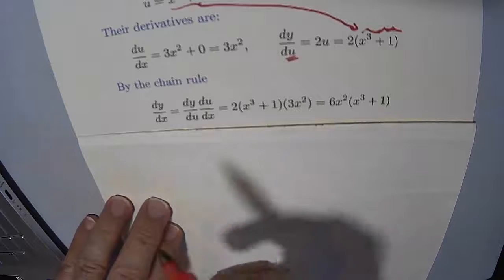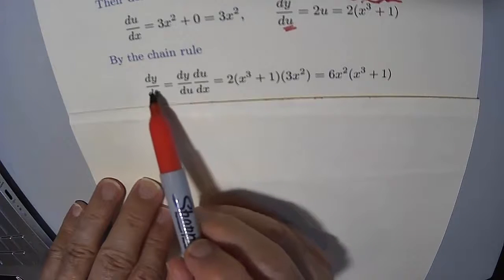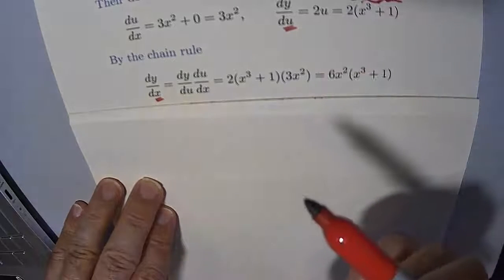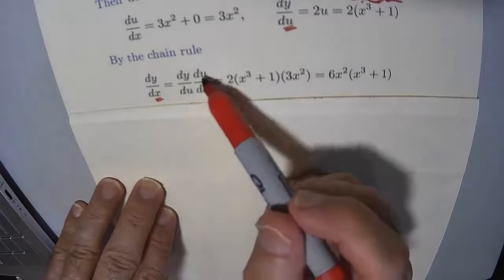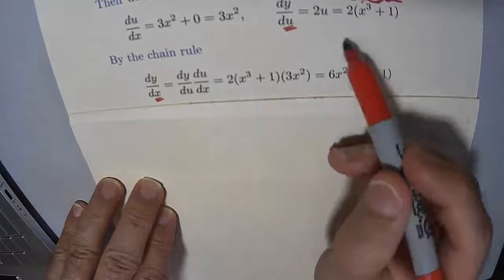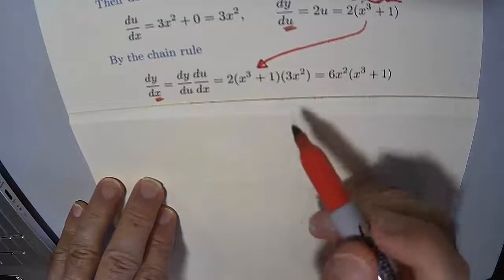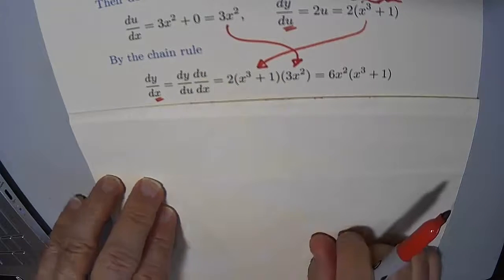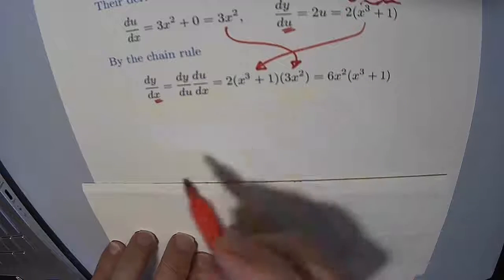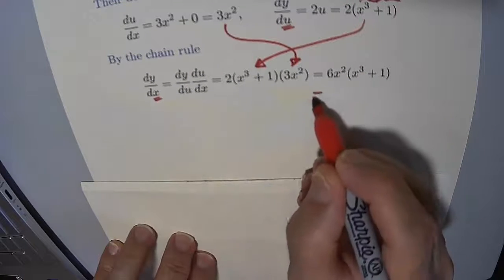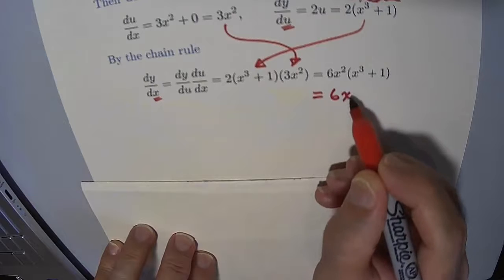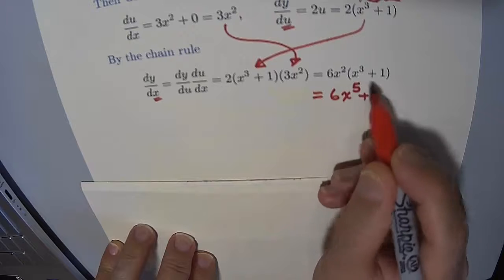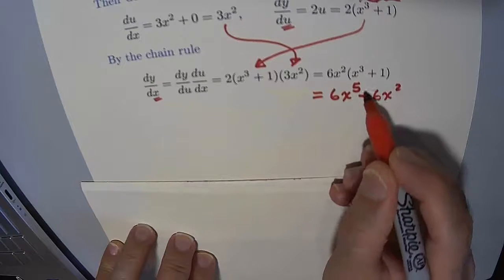Now we use the chain rule, which says that to get the derivative of y with respect to x, which is to say the derivative of our original function, is dy du times du dx. We put together the two pieces of the puzzle and we come up with the answer that you see here. And this answer is the same as the previous answer. You can see that by multiplying: x squared times x cubed is x to the 5th, plus 6x squared, which is just what we had before.